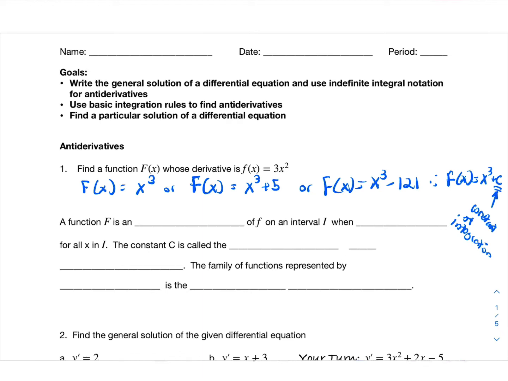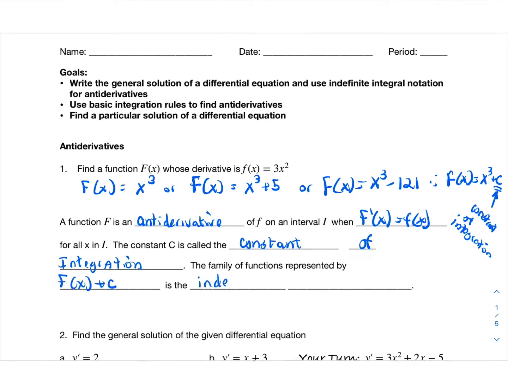A function F is an antiderivative of f on the interval I when F prime of x equals f of x for all x in I. The constant c is called the constant of integration. And so therefore we have a family of functions, and the family of functions is represented by big F of x plus c, which is also referred to as the indefinite integral. So indefinite integral and antiderivative are pretty much the same thing.